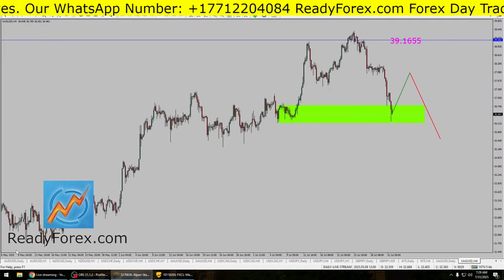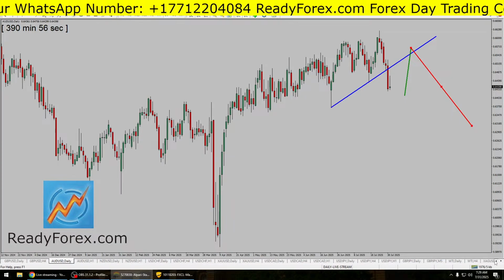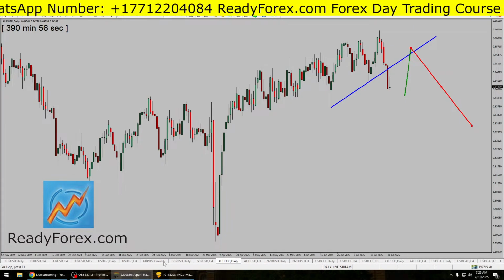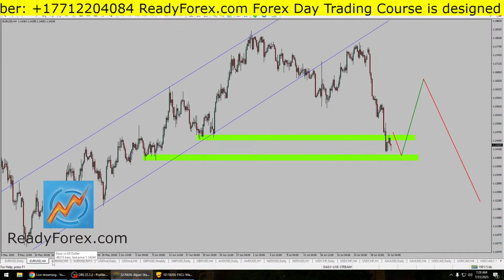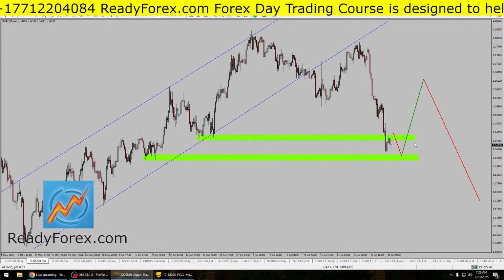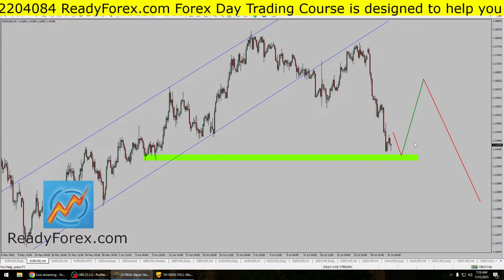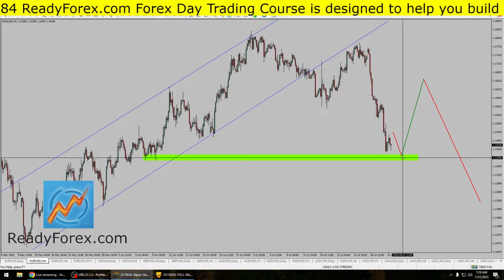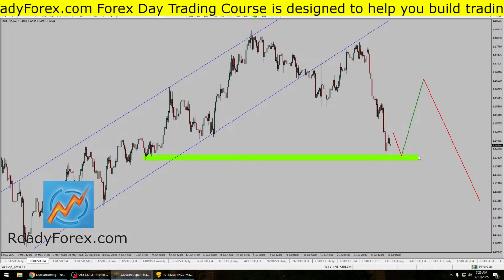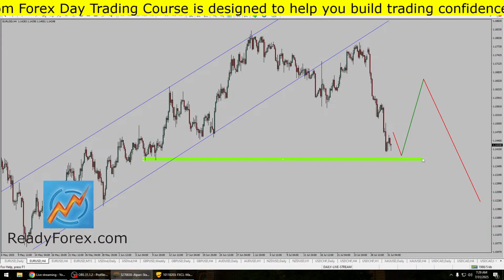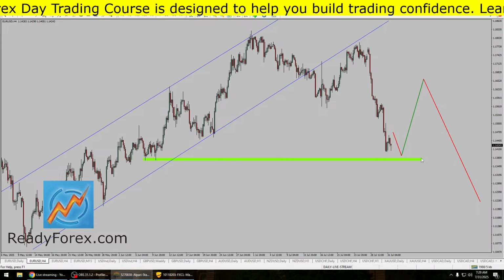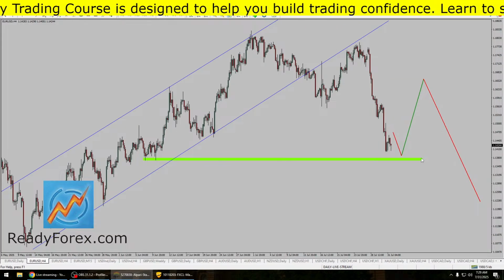If I go back to the chart of euro USD, the long-term chart over here, so this is the zone that we actually have right now. The market is most likely going to test this level. Okay, this is the area in the euro dollar currency pair.